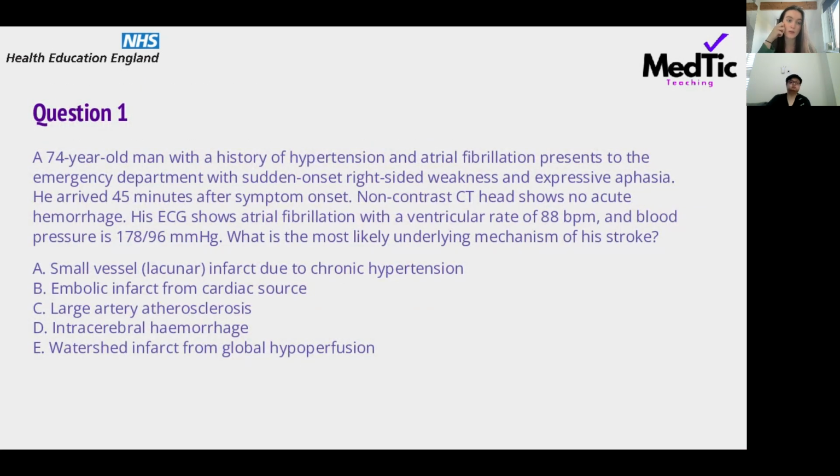So, a 74-year-old man with a history of hypertension and AF presents to the emergency department with sudden onset right-sided weakness and expressive aphasia. He arrived 45 minutes after symptom onset. A non-contrast CT head shows no acute hemorrhage. His ECG shows AF with a ventricular rate of 88 BPM, and his blood pressure is 178/96. What is the most likely underlying mechanism of his stroke? I'll give you about half a minute to sort that one.